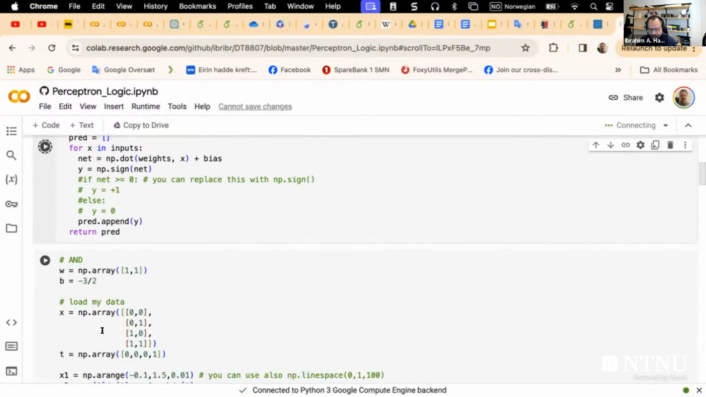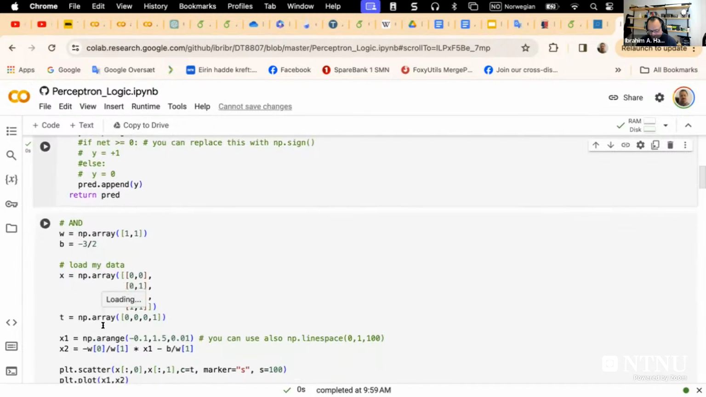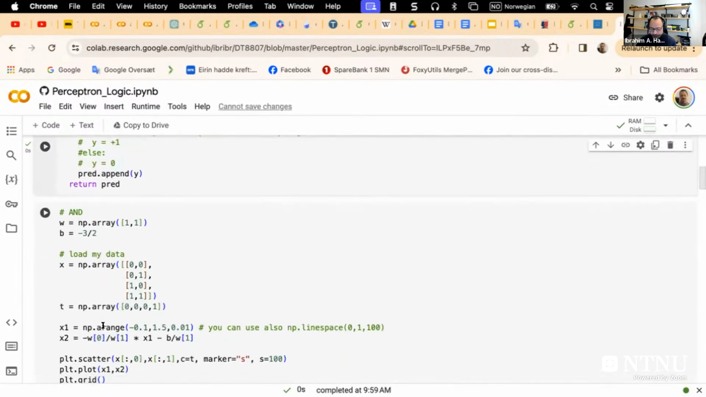And I will test it with those numbers. So I will try here to test it for an AND gate. I'm selecting omega 1 equal omega 2 equal 1 and the bias equal -3 divided by 2. This is my test data, my data set. It's 0, 1, 0, 1, 0, 0, 1, 1, all possible combinations of inputs. And the target value will be 0, 0, 0, 1.